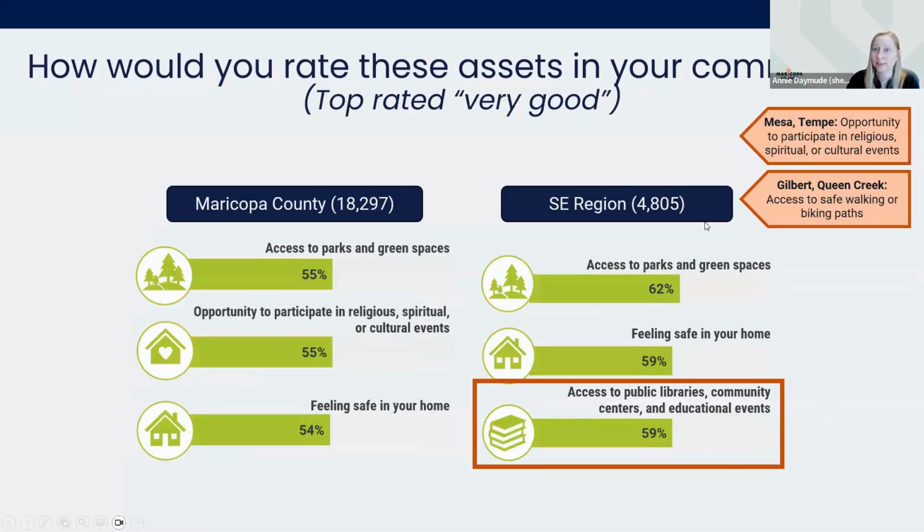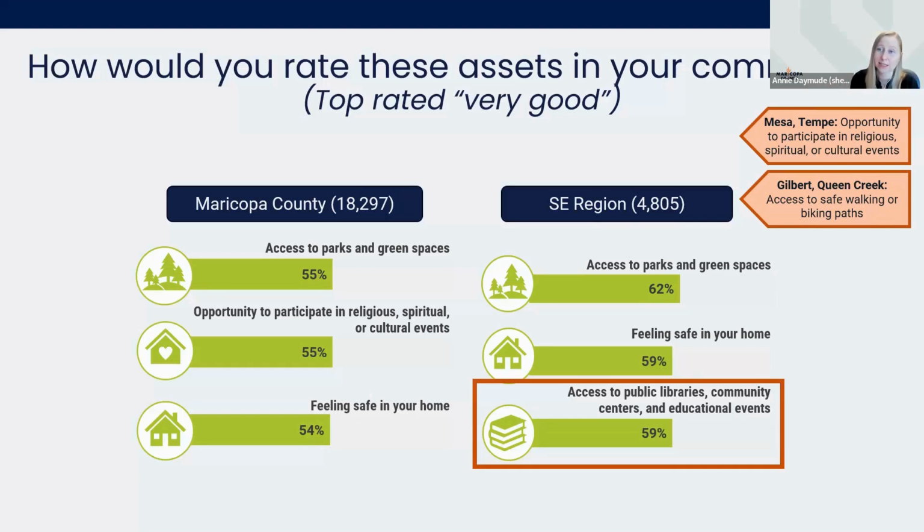When we look at what assets are rated as very good in the community, between Maricopa County and the Southeast region, access to parks and green spaces and feeling safe in your home are both in the top 3 highest rated assets. However, the Southeast region, instead of the opportunity to participate in religious, spiritual, cultural events, lists access to public libraries, community centers, and educational events as higher in those top rated assets.